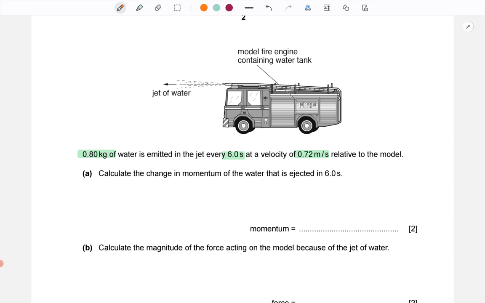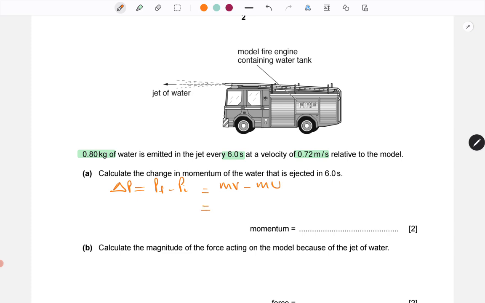Calculate the change in momentum of the water that is ejected in 6 seconds. Change in momentum. Okay, let's write down the formula. Change in momentum of water ejected in 6 seconds. So first, change in momentum is P final minus P initial. P final is mv and P initial is mu.